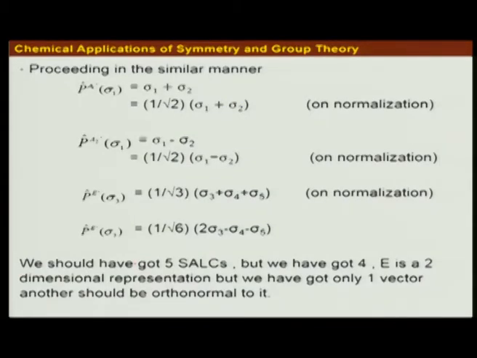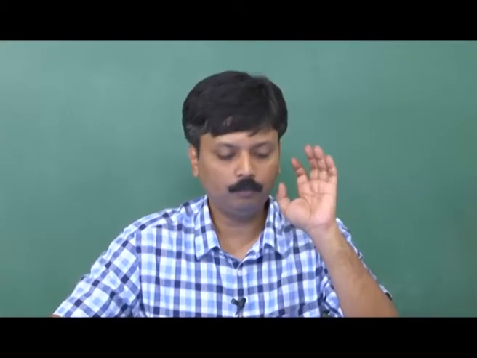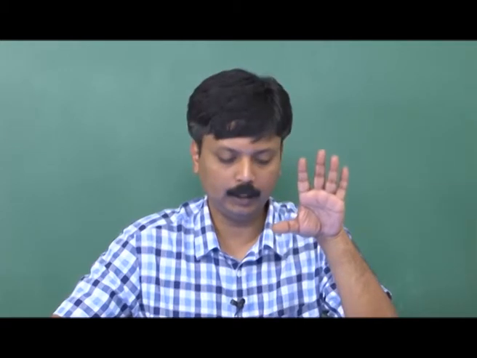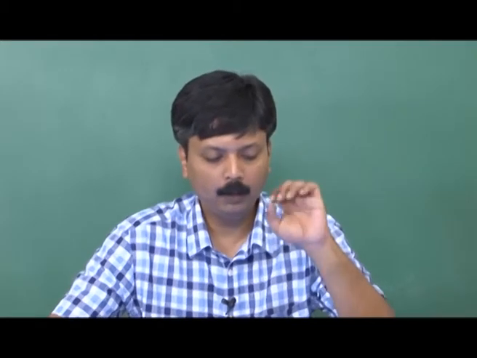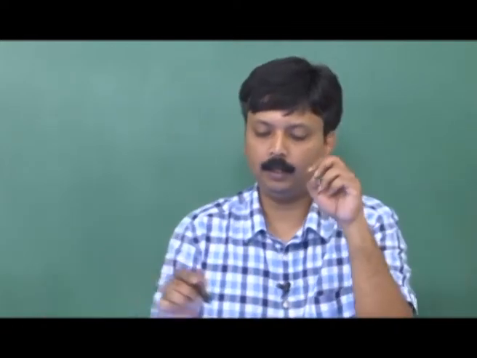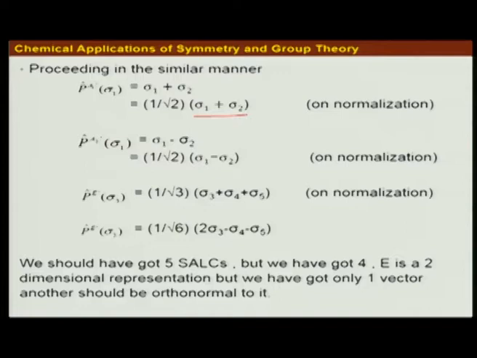Now first we have to get the SALCs for the one dimensional representations. So we start applying the projection operators for the particular irreducible representation, that is A1 prime or A2 prime, on the basis function, say sigma 1. So when I operate this projection operator for A1 prime on sigma 1, I get sigma 1 plus sigma 2, and when we normalize, then we get the corresponding normalization factor. Easy. So same thing is applicable for the projection operator for A2 prime, and we get the corresponding normalized SALC.